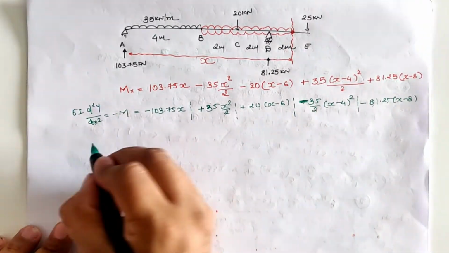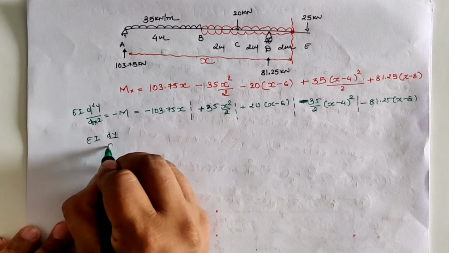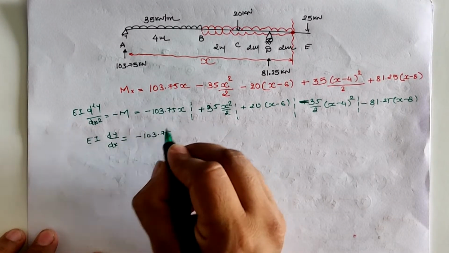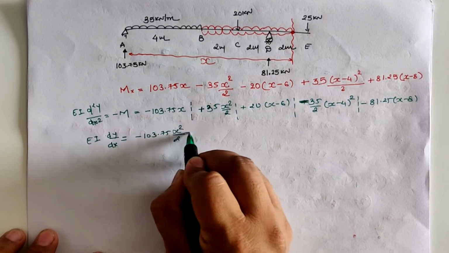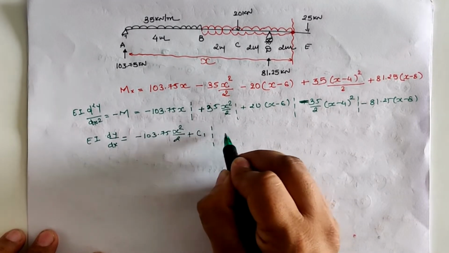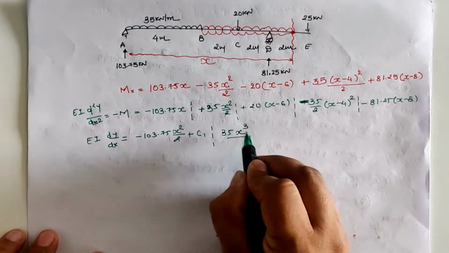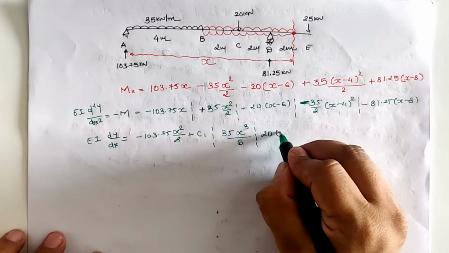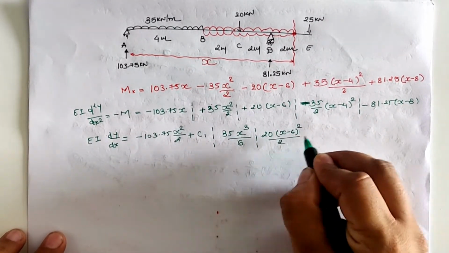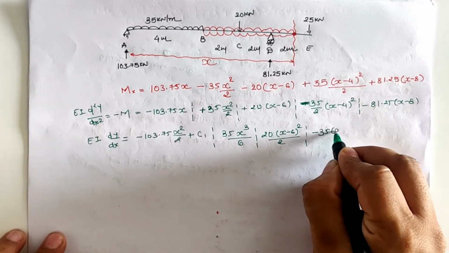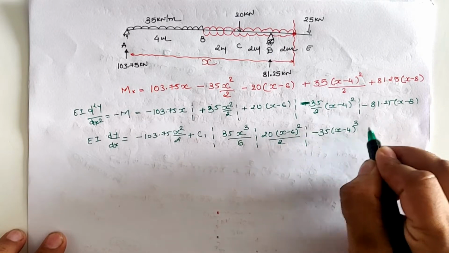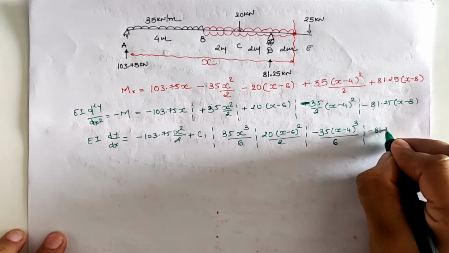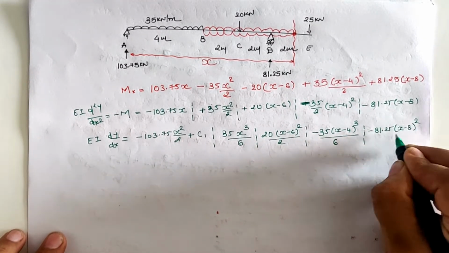now integrating this term we will have EI dy by dx which is equal to, now x integration as x square by 2 plus C1 as integration constant, 35 x cube by 3 into 2 as 6, 20. Now x minus 6 is treated as one term, so it is (x minus 6) all square by 2, minus 35 (x minus 4) square integration as cube by 3 and 2 is there, so 3 into 2 as 6, and minus 81.25 (x minus 8) square by 2.